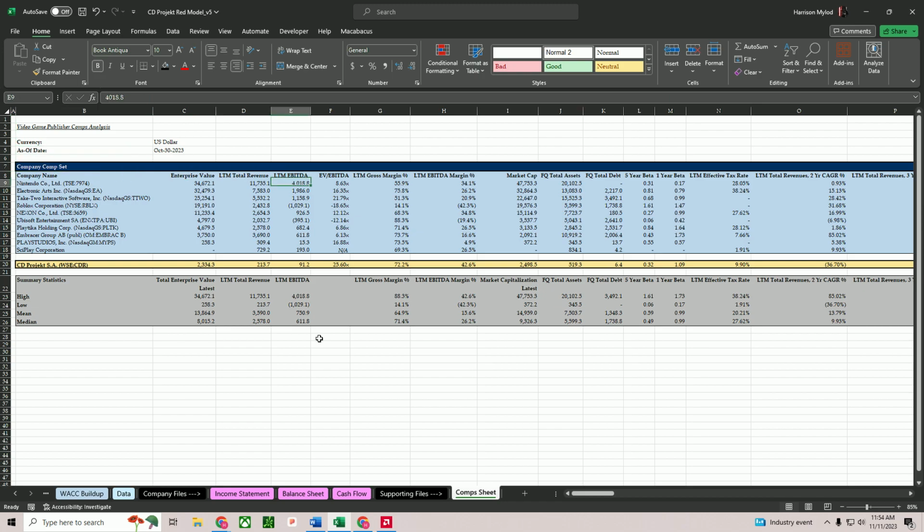You look at some competitors, right? Here's our target company. The valuation is a little rich right now. But their gross margins support that valuation, and their EBITDA margin, nobody else is really close other than Nintendo.